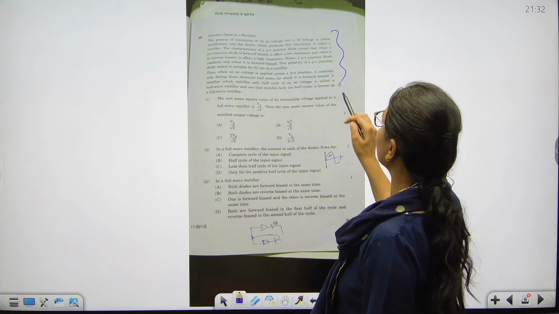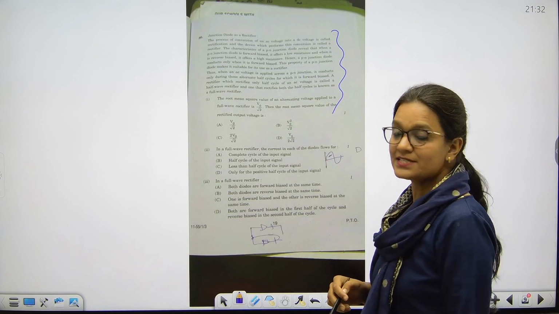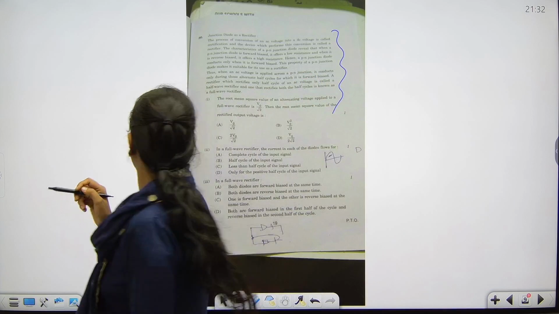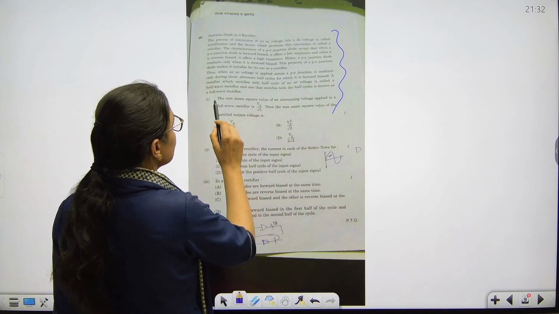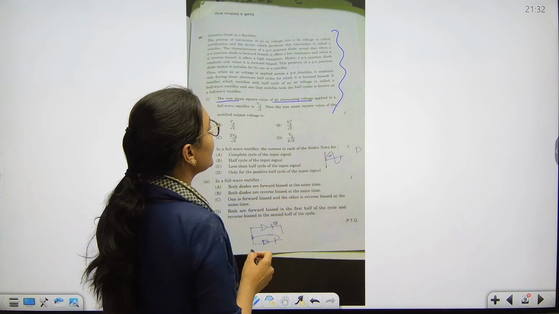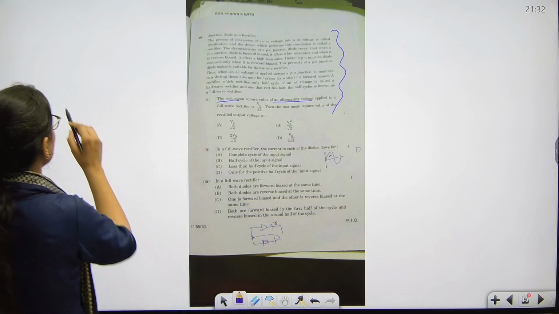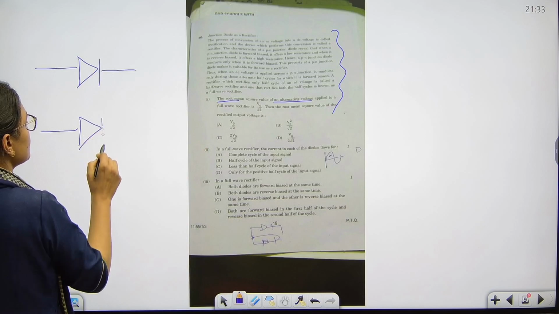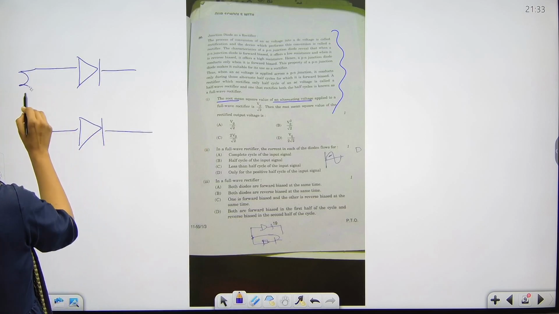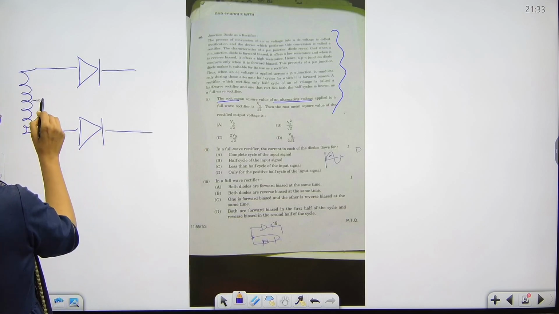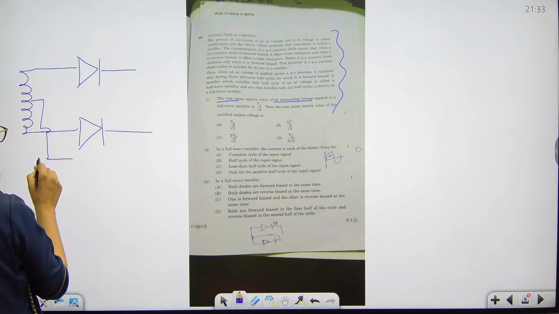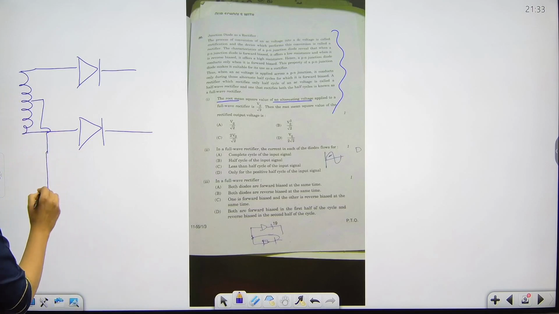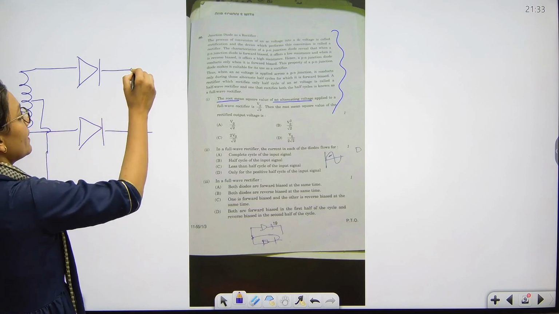Then we have the second case study, this one. In this one, they have discussed about PN junction diode. The question says, the root mean square value of the alternating voltage applied to the full wave rectifier. So we have a full wave rectifier in which we know we have two diodes, and we have a center tap transformer here like that, and we have a ground. We draw the ground over here, like this.